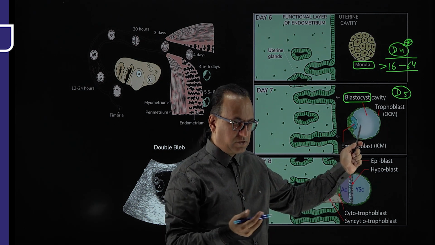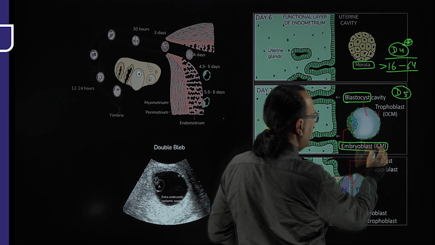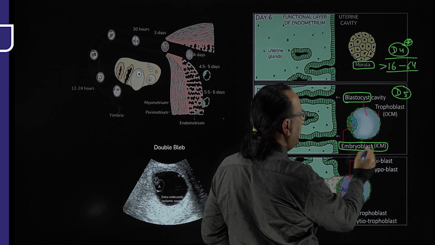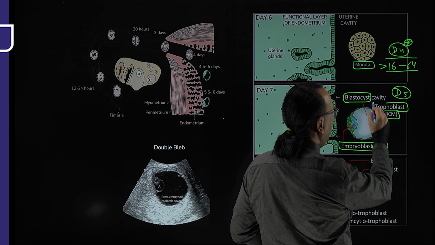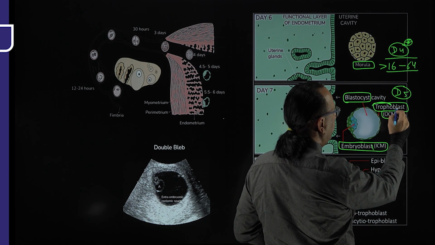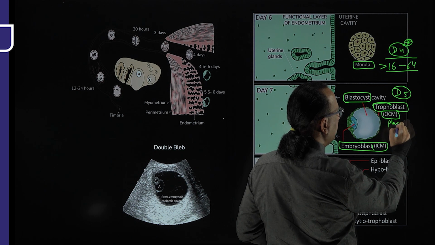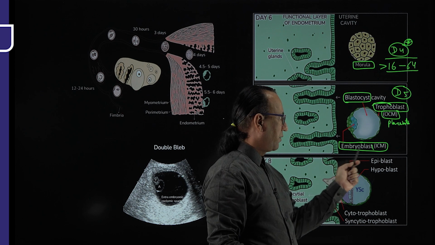The blast cells, as you can see, are embryoblasts, which are the inner cell mass. The inner cell mass or embryoblast is going to form the embryo, whereas the outer cell mass, the trophoblast, will form the placenta. Tropho refers to nutrition, so trophoblast will help us in formation of the placenta, whereas the embryoblast or the inner cell mass will contribute to the embryo.